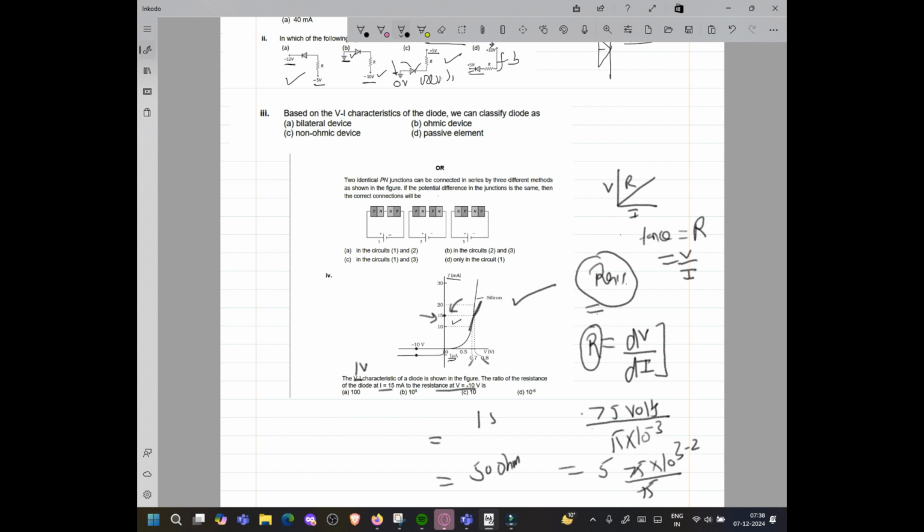NCERT has done it in a different manner. Don't worry, even this method is right, because we are calculating the instantaneous value of the resistance. And in the end, I will tell you another trick which is very, very important. Okay, now let's look into this.